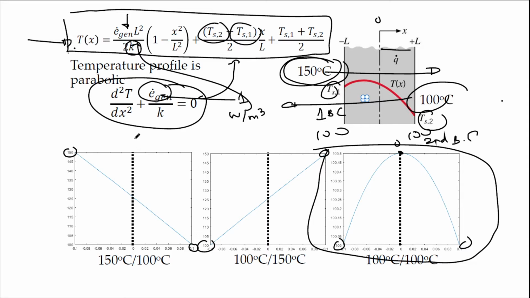It is similar to the heat conduction equation, which we learned in the earlier part of heat conduction, but right now we add heat generation. That's why you have a parabolic curve that looks like this.